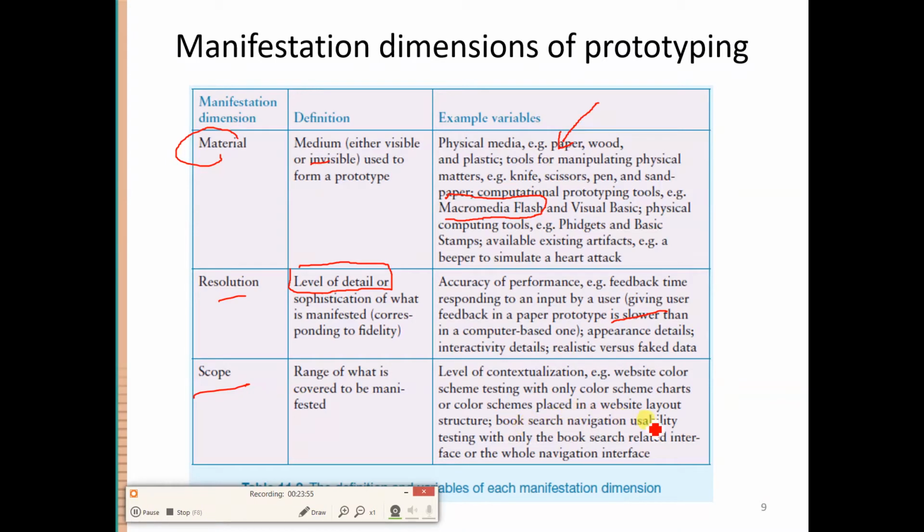Book search, navigation, usability testing with only the book search related interface or the whole navigation interface. So if in a library we are creating a prototype, then in the prototype there might be the possibility that we can search only the book. So the scope is limited, but alternatively there can be other options in the search which can be performed in the prototype. In that case the scope is going to be bigger.